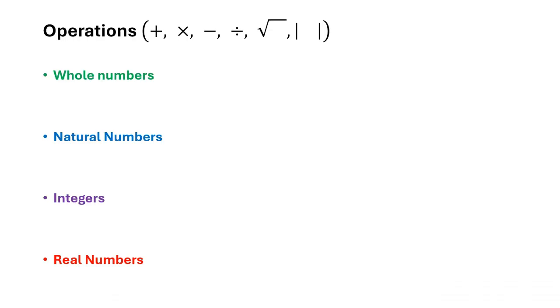All right, here I have the operations: addition, multiplication, subtraction, division, the square root, and the absolute value. A lot of us might not be familiar with this symbol right here. That's the absolute value symbol. So we're going to be talking about how you apply all these operations to whole numbers, natural numbers, integers, and real numbers.